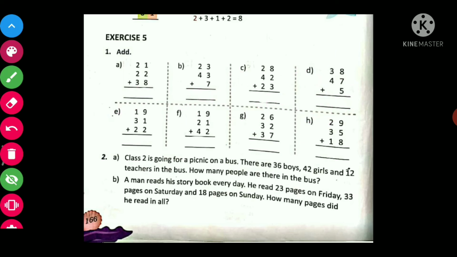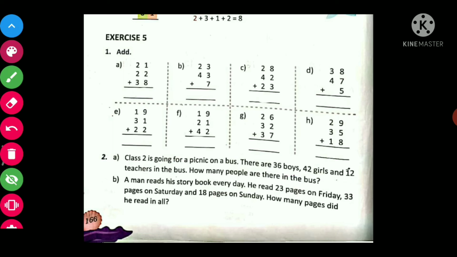Okay, now see question number 2. 2 word problems are given. Class 2 is going for a picnic on a bus. There are 36 boys, 42 girls and 12 teachers in the bus. How many people are there in the bus? So total this much of boys, this much of girls and this much of teachers are there. So you have to find out the total, or I can say the sum, right?